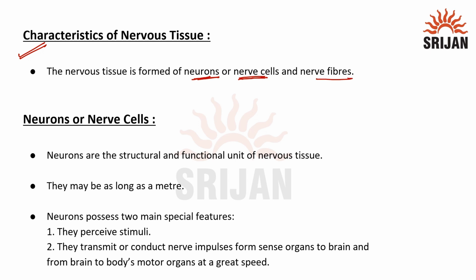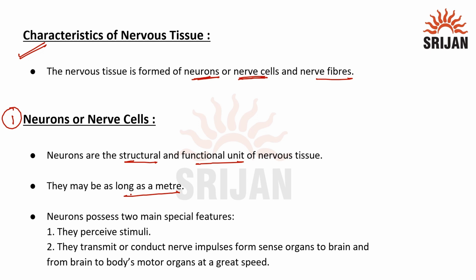So first, let's take a look at the neuron or the nerve cell. Neuron or nerve cell is considered as the longest cell in the body. They can be as long as a meter, and these neurons are the structural and functional unit of entire nervous system and nervous tissue.